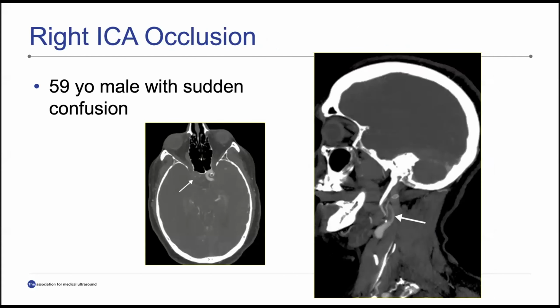And further evaluation with CT angiography shows us that there is thrombus in the right internal carotid artery, producing occlusion extending into the brain.